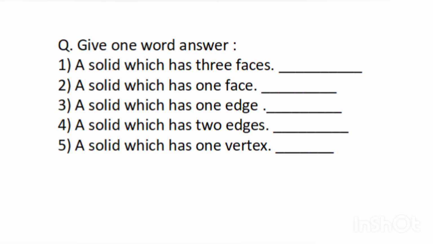Now answer to this question, you have to give one word for that. First question, a solid which has 3 faces, so that is a cylinder. A solid with one face, what is that? A sphere, right? Come to the third question, a solid with one edge, that is a cone. Fourth question, a solid which has 2 edges, cylinder. And the fifth question, a solid which has one vertex, that is a cone.